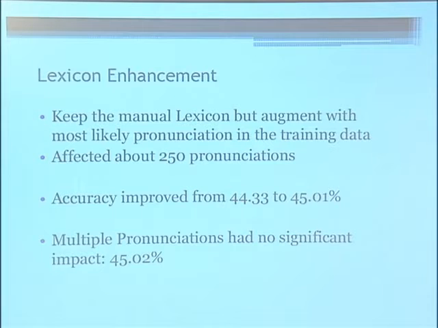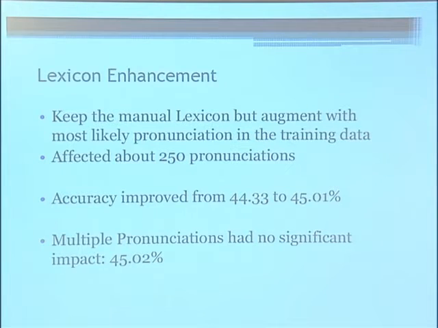By the way, I forgot about this one. We did another experiment where we said that we would keep all the 62,000 words that we know for English and just see if we can add a few more pronunciations to improve the lexicon. And we used G2P to generate a whole lot of alternates and did a forced alignment to add those alternates to our system. That affected about 250 pronunciations.